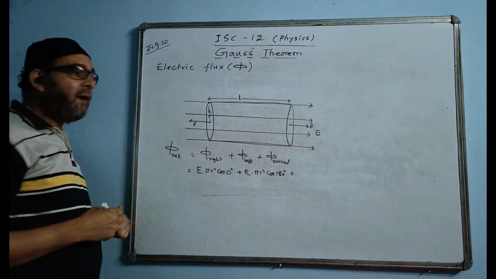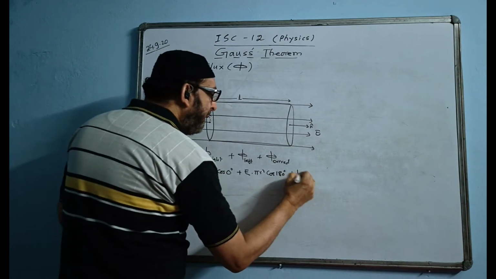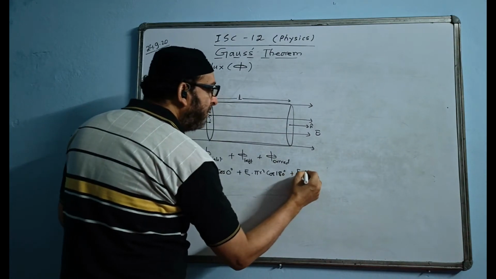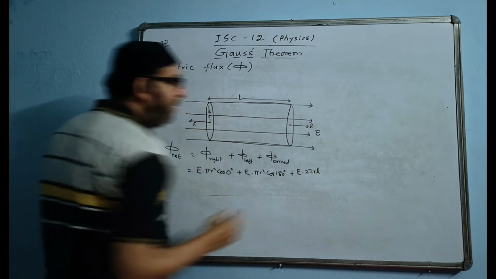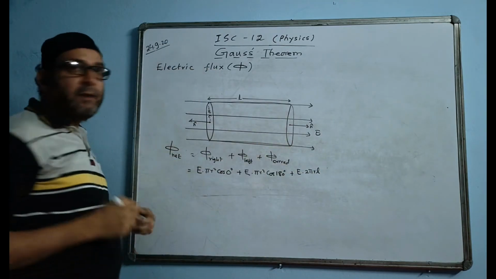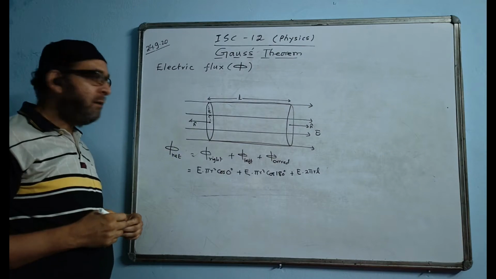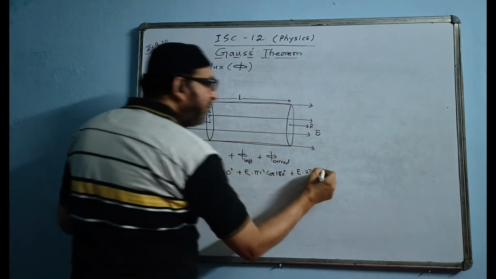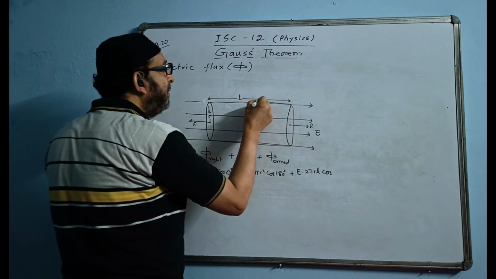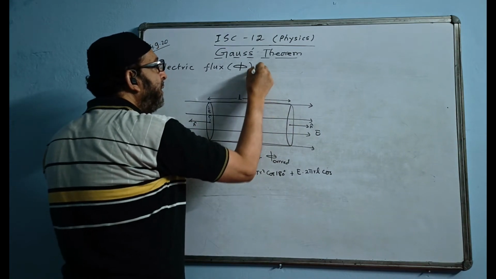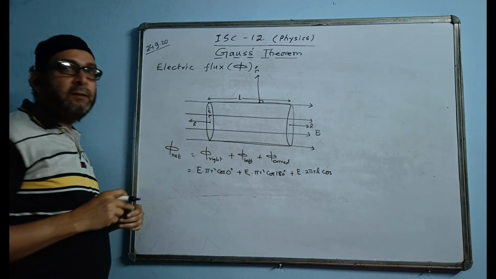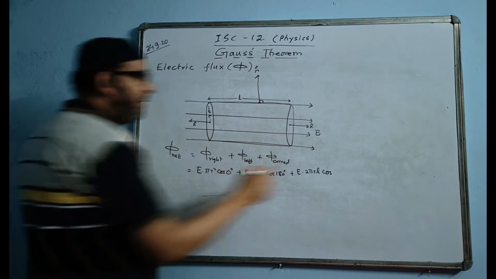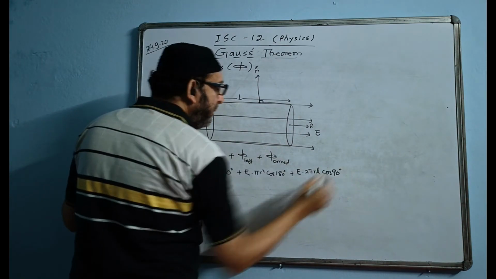Plus phi curved. I will be writing the answer here: E. For the curved surface, the formula we have is 2 pi r into L. If it is h, I will write 2 pi r h. Just now I wrote 2 pi r L. Now the angle: cos of the angle. What is the angle here? The angle will be like this, n cap here, this surface and this n cap. What is the angle? 90 degree. Here the angle is 90 degree.